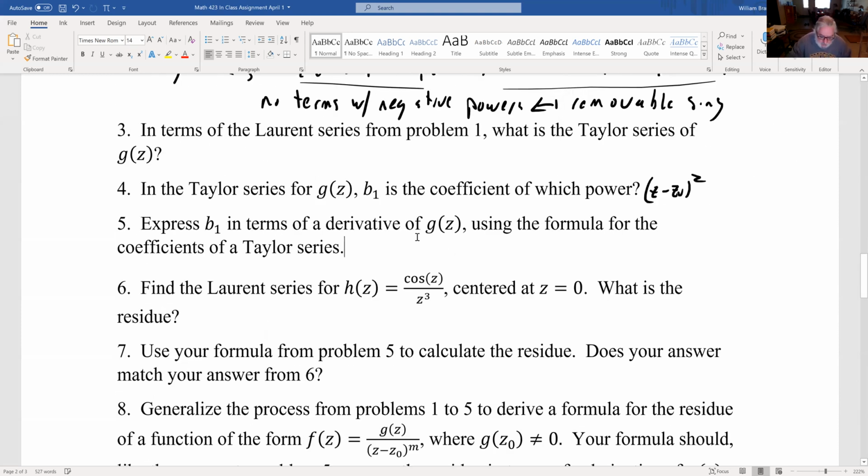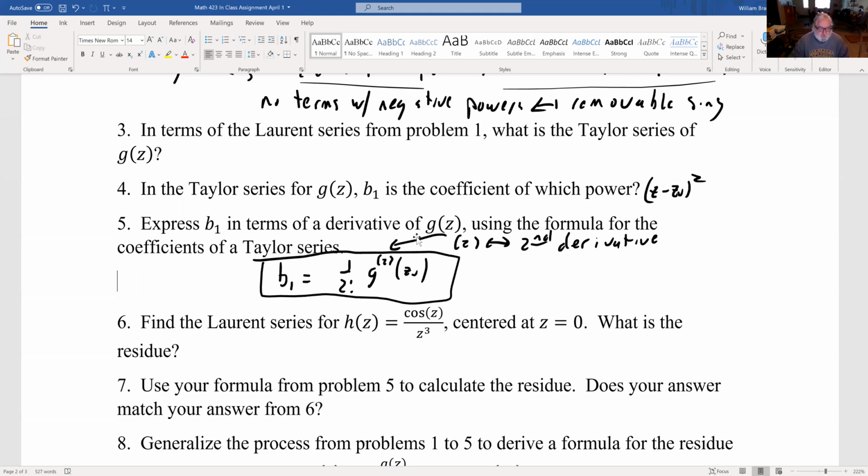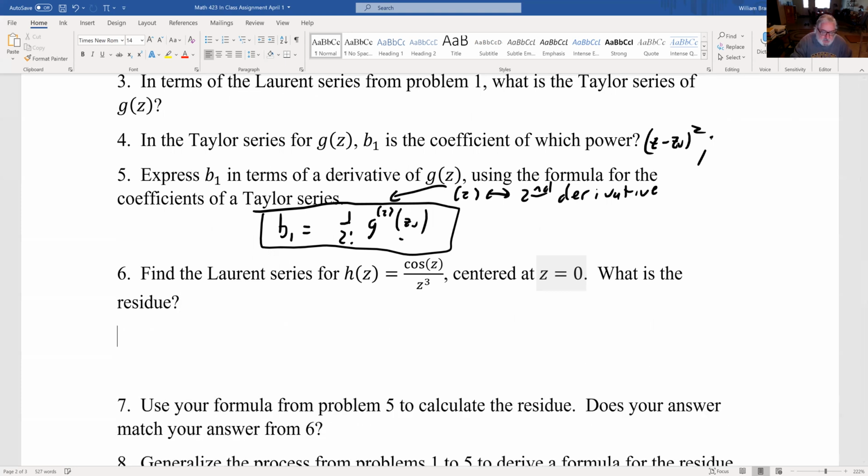So if we know what g of z is, if we know the function g of z, then we know that b1 is 1 over 2 factorial times g double prime of z0. And remember that when we put something inside parentheses like that as a superscript, that means second derivative. So that tells you what b1 is in terms of g, right? Because b1 is the coefficient of the z squared term, and the coefficient of the z squared term is the second derivative divided by 2 factorial of whatever function you're dealing with.